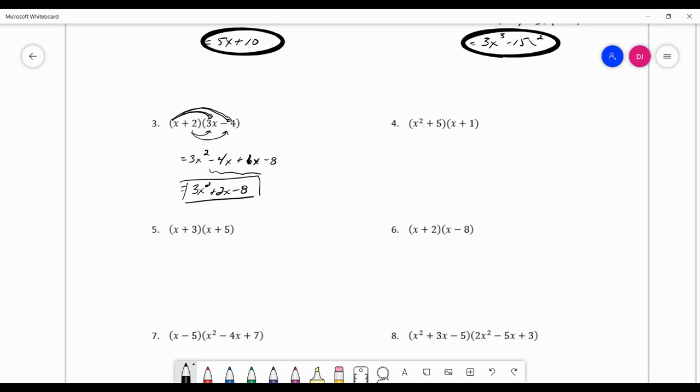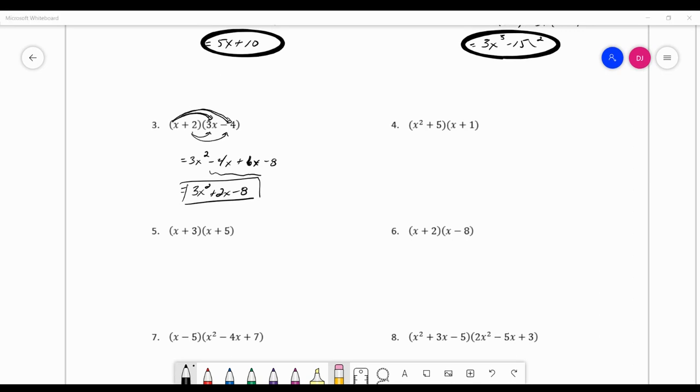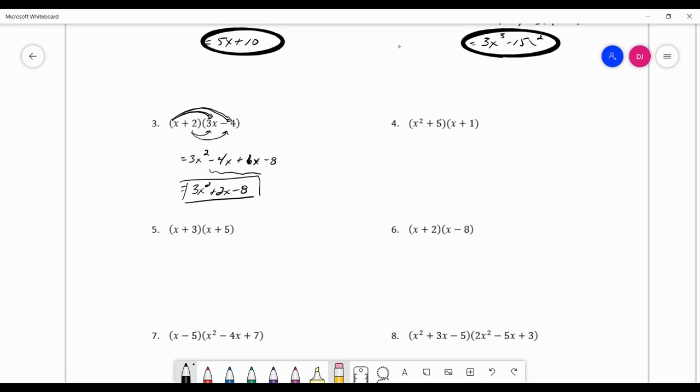So number 4, similarly. So x squared times x will give us x cubed. X squared times 1 will give us x squared. 5 times x is 5x, and 5 times 1 is 5. We're going to look in here for any like terms: x cubed, x squared, 5x, 5. There are no like terms, and so we're all set right there.